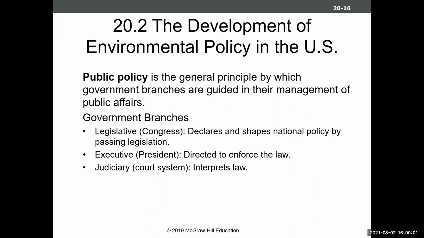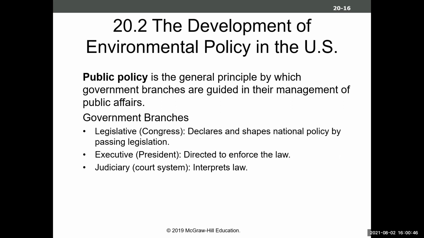If we look at the development of environmental policy in the U.S., we have this public policy, where the government branches are guided by how they manage the public affairs. The different government branches are the legislative, executive, and judiciary branch. Legislative is basically Congress, where they're passing legislation and shaping policy. The executive branch is the president. This is where the enforcement of the law and the policy that has been made by Congress happens.